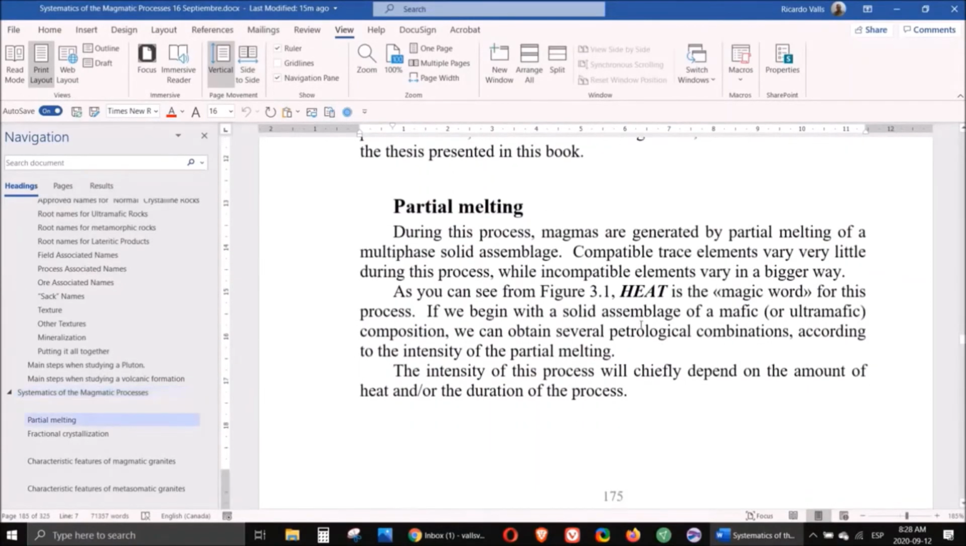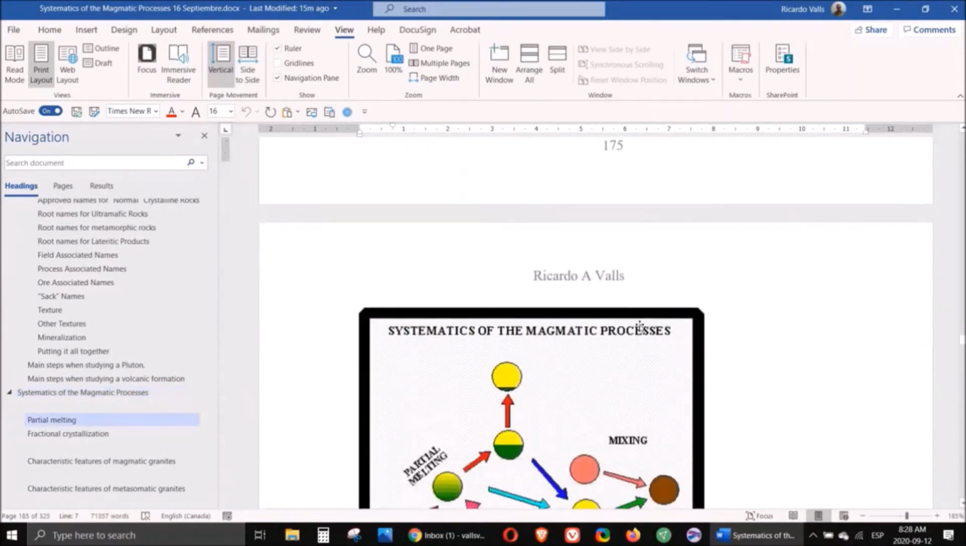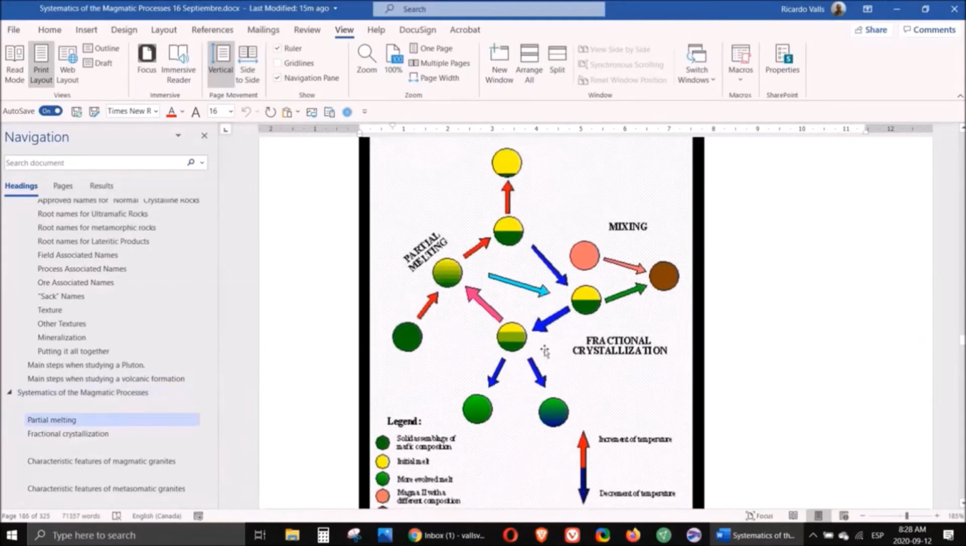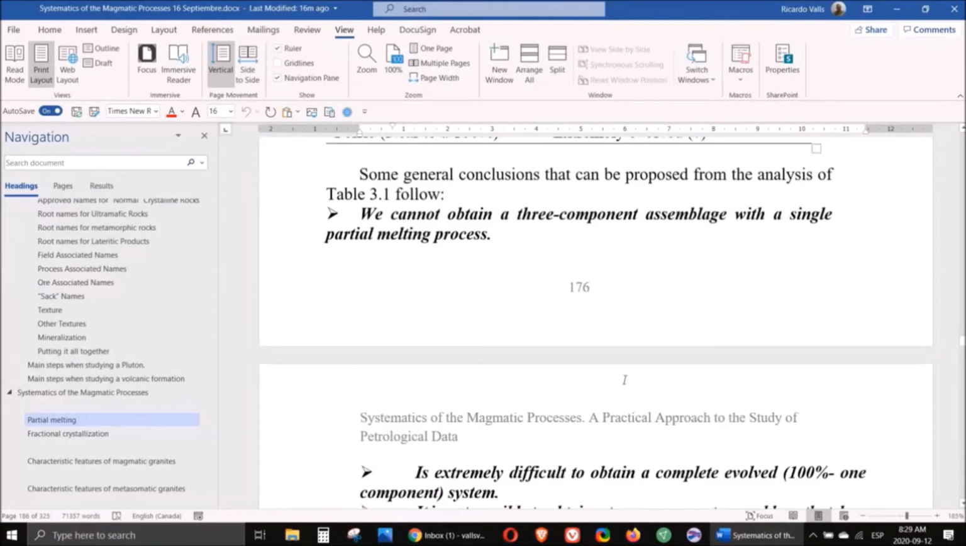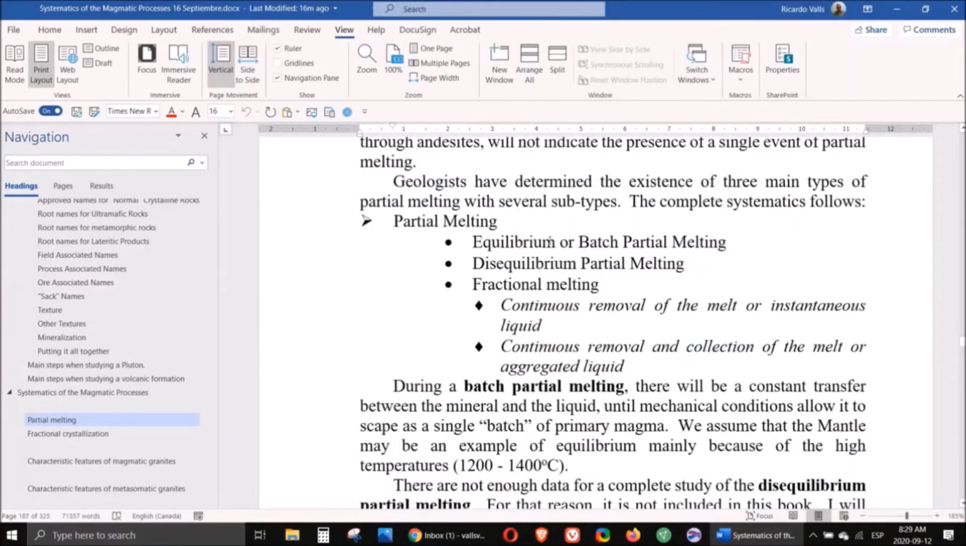So you have a description of what is partial crystallization. This is a general graphic of how these things work. So you get from solid mafic composition to felsic composition and how the system works from partial melting to fractional crystallization, with the increment of temperature or the decrement of temperature, how you get to these extreme results around the graphic. For partial melting, we will test the equilibrium of batch partial melting, the disequilibrium partial melting, the fractional melting.